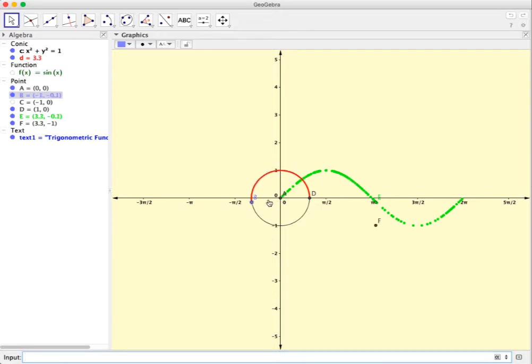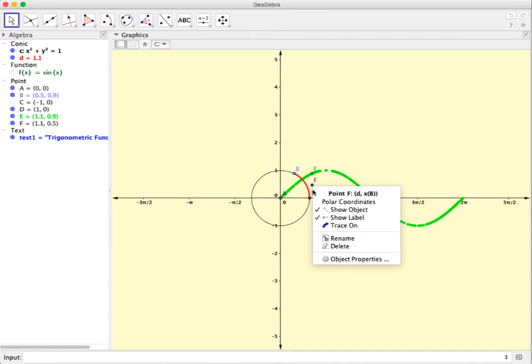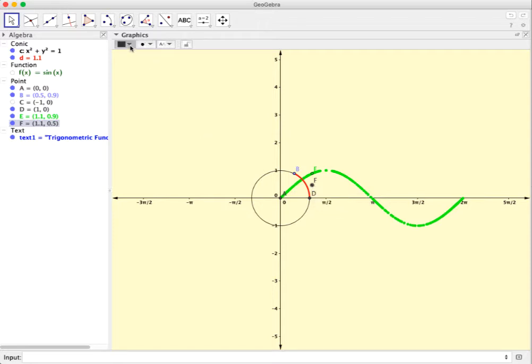Now, again, it's behaving like a wave, right? And after one full revolution, it again starts. So let's try to trace this path and see it a little more clearly. Right click on the point F, and if you want to change its color, let's do that as well. Now if you move the point B around the unit circle, you get your second wave there. Isn't that beautiful?